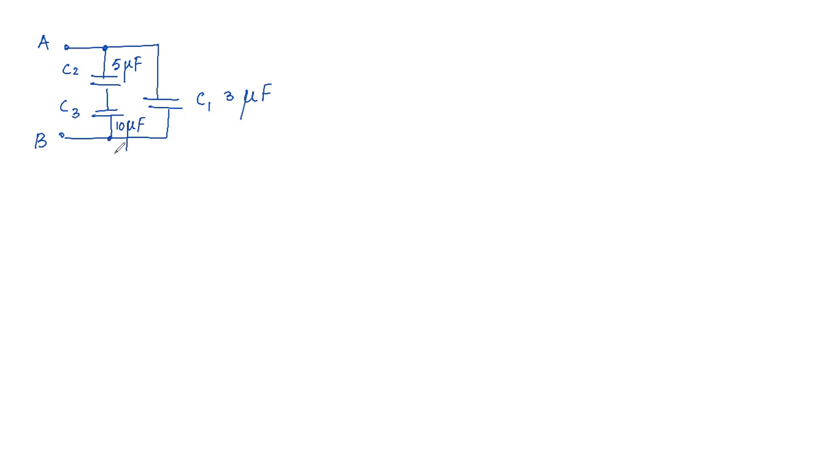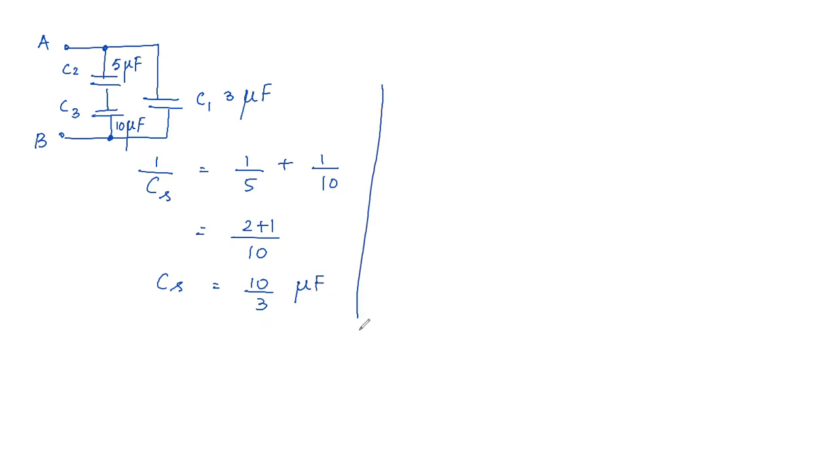These 2 points are in series first. So 1 by CS will become equal to 1 by 5 plus 1 by 10, which is equal to 2 plus 1 by 10. So CS will become equal to 10 by 3 microfarad. Now 10 by 3 and 3 are in parallel. So I have 10 by 3 plus 3, which is equal to 19 by 3 microfarad, which is going to be 6.33 microfarad. So Gautam and Mayank, I did not know how you got a 3.3.